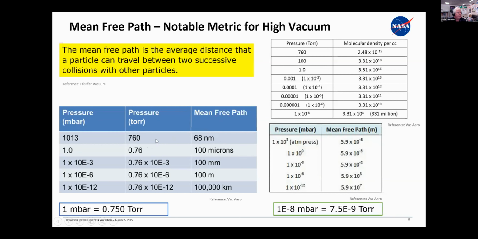So the point is that as we start evacuating our vacuum chamber, or as we encounter the lunar environment, now we get into mean free paths that are on the order of like 100 meters.